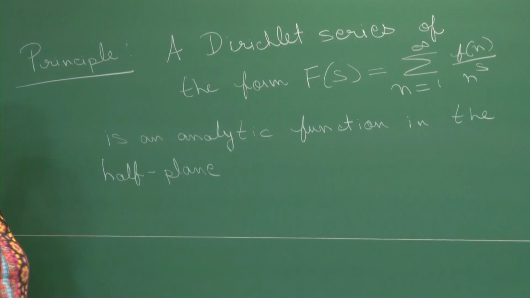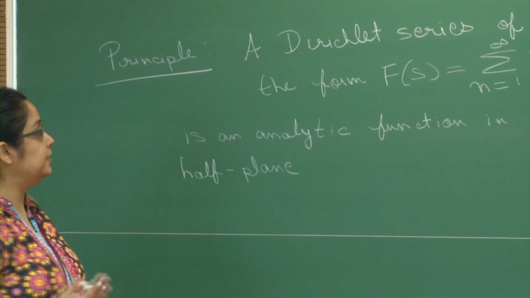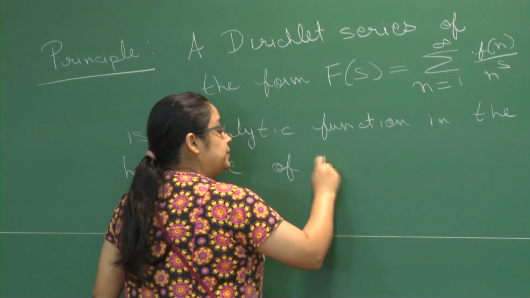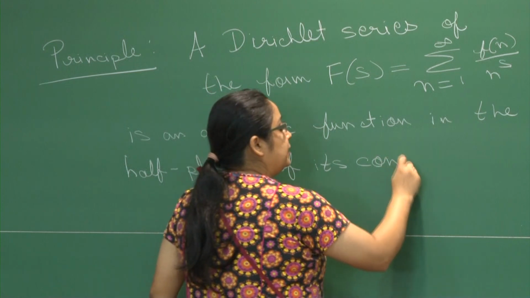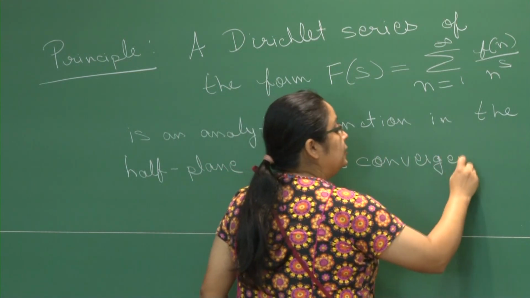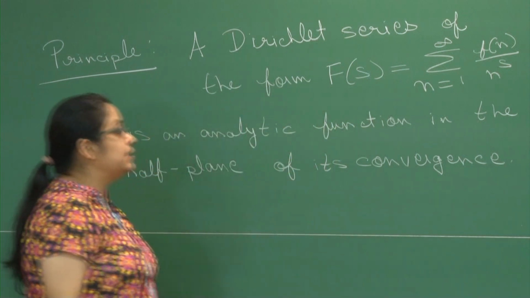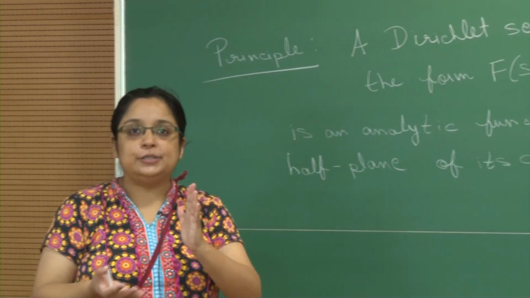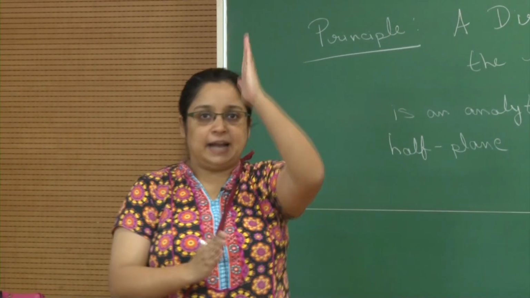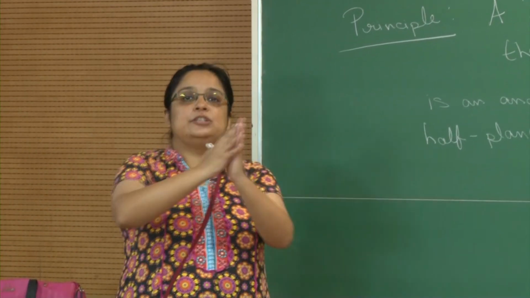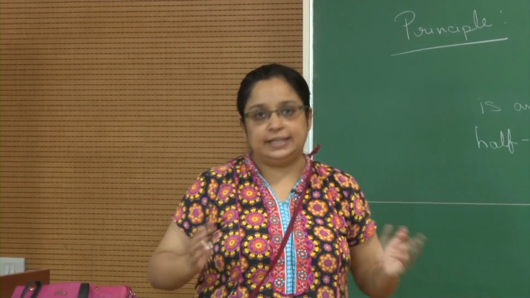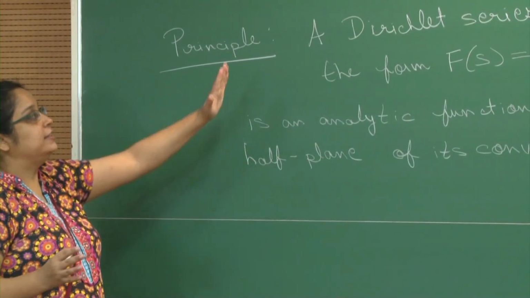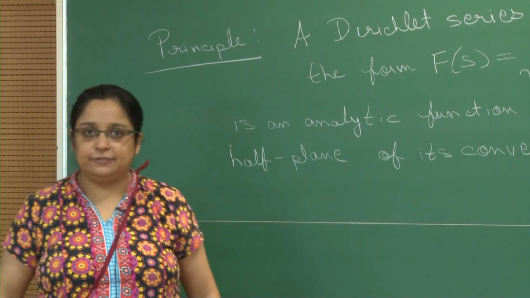of its absolute convergence, but actually we know something stronger. This is an analytic function in the half plane of its convergence. This is what we want to understand. First of all, so far we have learned that there is a half plane of absolute convergence. Today we will learn that there is also a half plane of convergence. To the right of a certain vertical line, the Dirichlet series converges, and to the left of it, it diverges. There exists such a half plane. So, and in that half plane, the Dirichlet series behaves like an analytic function.